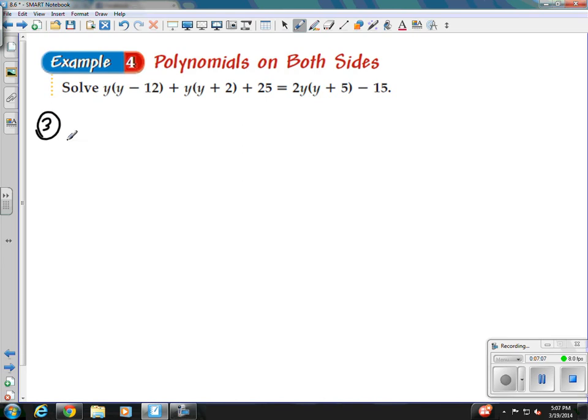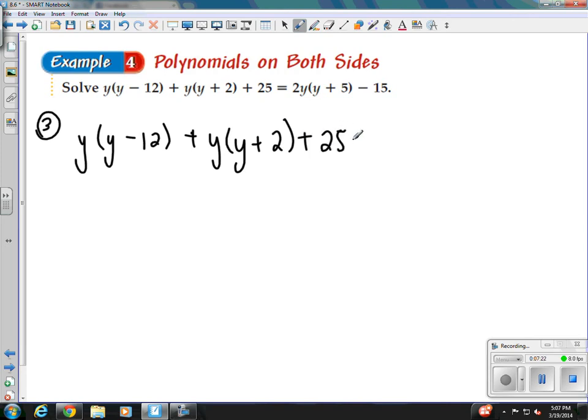This isn't an expression, it's an equation. And you can tell it's an equation because it has an equal sign in it. So it says y times y minus 12 plus y times y plus 2 plus 25 equals 2y times y plus 5 minus 15. So you always want to simplify everything first.